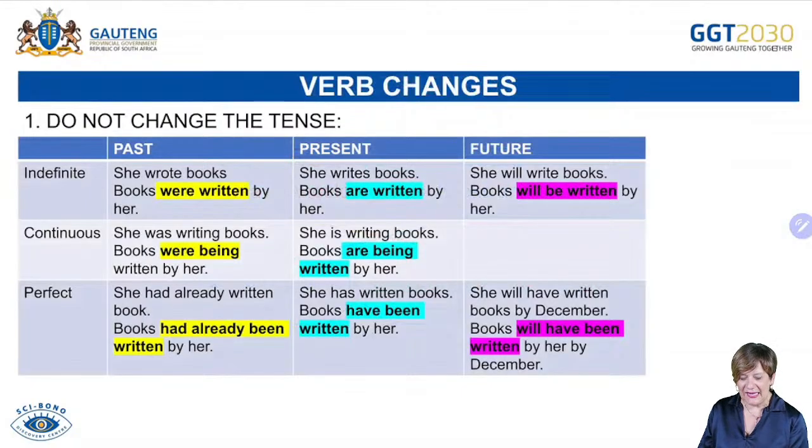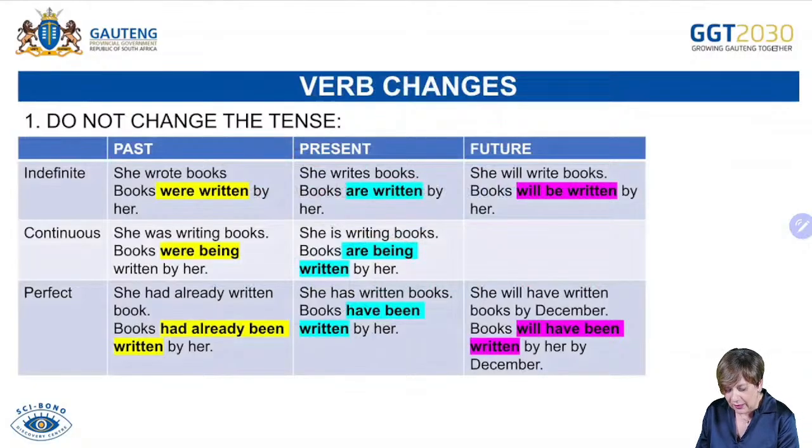And in my perfect tense, she has written books. Now I'm going to use been, B-E-E-N. Books have been written by her. It's as easy as that. Can you see I'm not changing the tense? I'm still exactly where I am. Not changing any tenses. I'm just changing the way the verb looks like. That's the most important thing you need to remember.